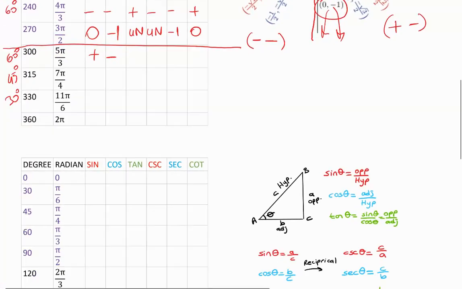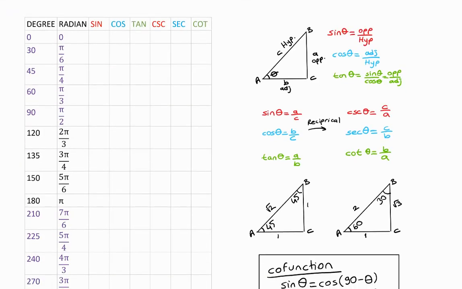Okay, so I want to talk a little bit about the special triangles, and how we calculate the same table from the special triangles. So we know for sine, opposite over hypotenuse, and cosine, adjacent over hypotenuse, and tangent, sine over cosine. It means opposite over adjacent. And we can use the reciprocals for finding cosecant, secant, and cotangent.